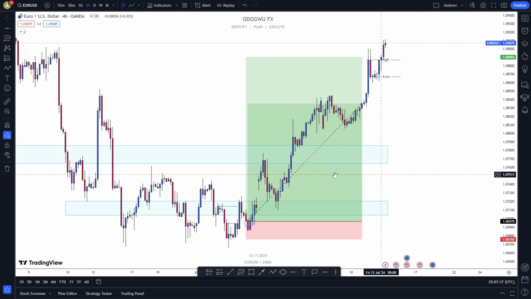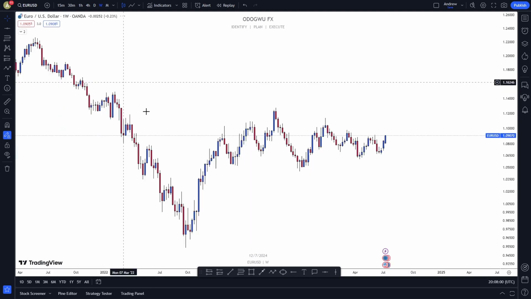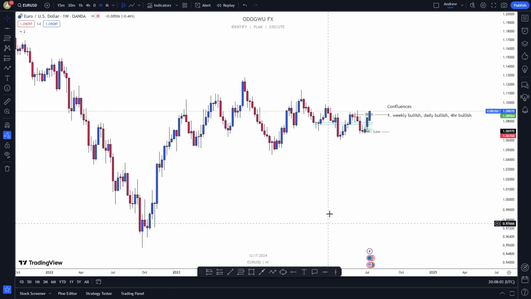So in this video, I'm going to be explaining how you can do a proper top-down analysis, starting from the weekly time frame all the way down to the 15 minutes time frame, where you get to wait for your shift of structure and then take your entry from the 1 hour or the 4 hour signals that will be presented.